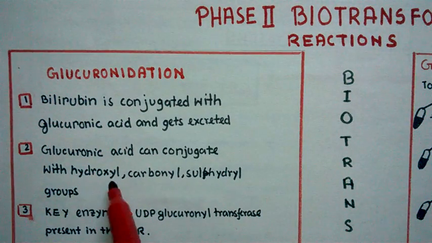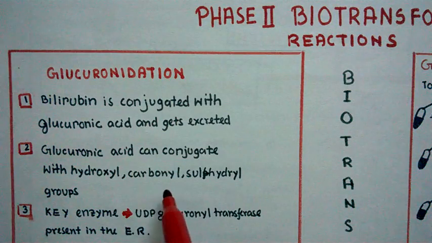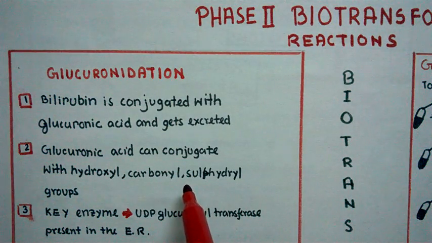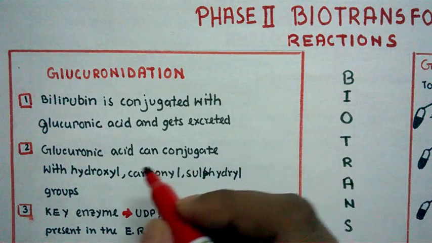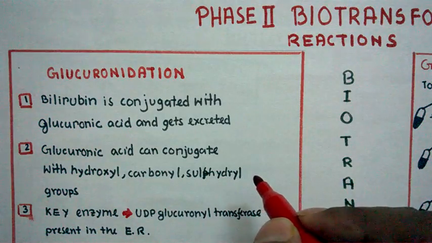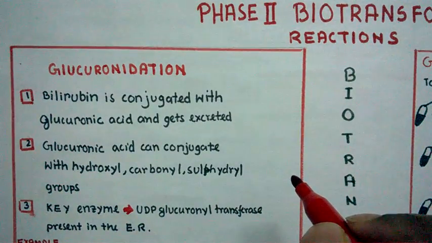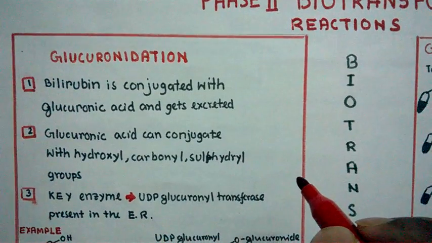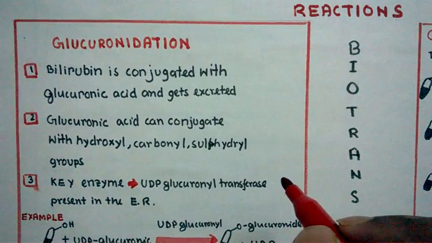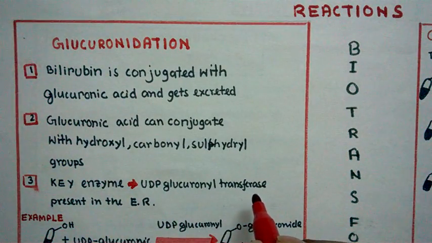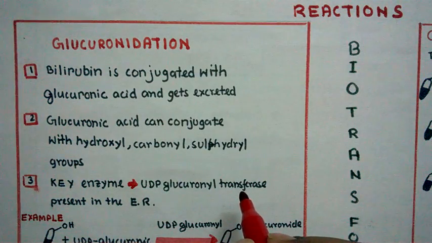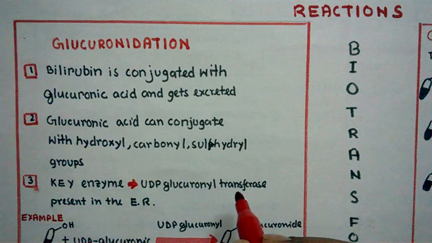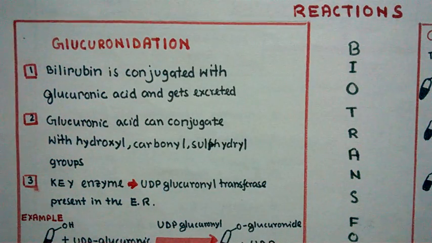So remember, a hydroxyl, sulfhydryl or carbonyl group would be present in a particular drug or xenobiotic after the phase 1 biotransformation reaction, because phase 1 biotransformation reaction basically adds a hydroxyl group or sulfhydryl group. And the key enzyme used in this process of glucuronidation is UDP glucuronyl transferase. So it's a transferase enzyme. It would transfer the glucuronide group and it is mainly present in the endoplasmic reticulum.